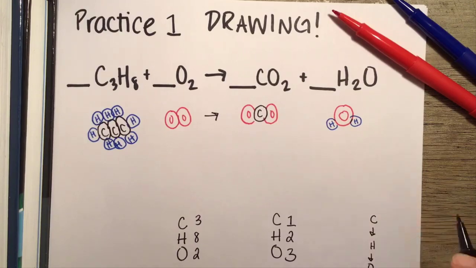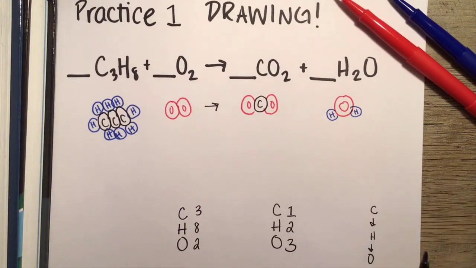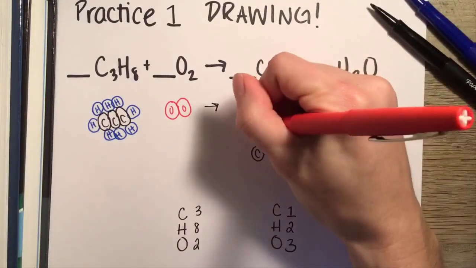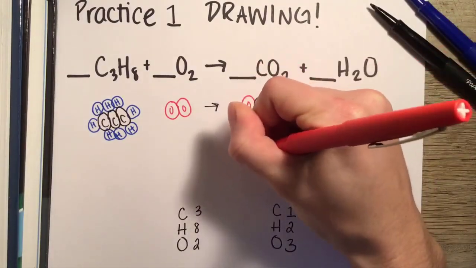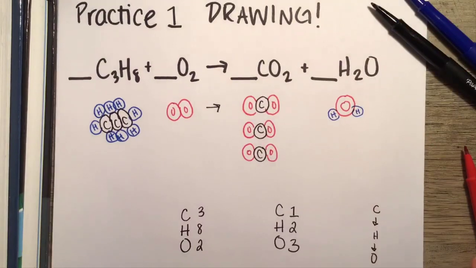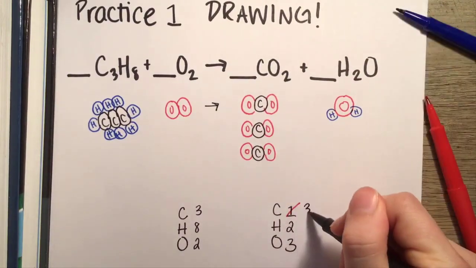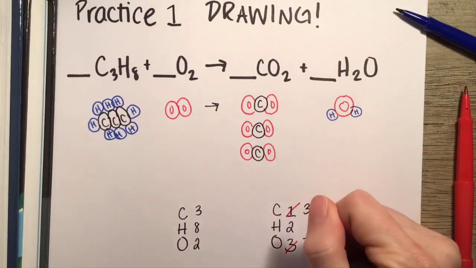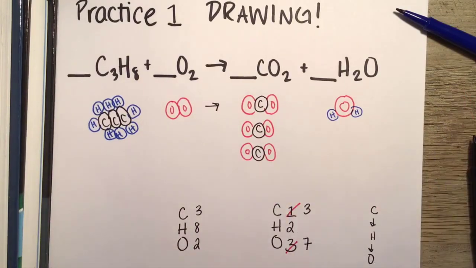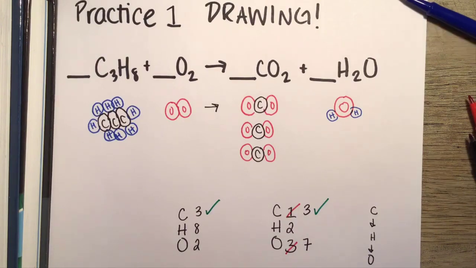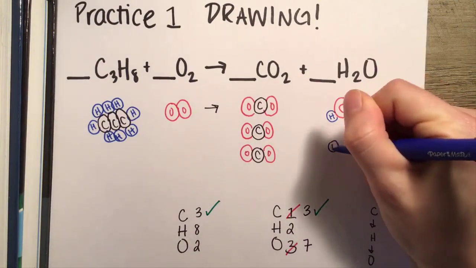So I'm going to start by thinking, okay, if I need more carbons on the product side, I need to draw more CO2 particles. So I'm going to draw 2 more CO2 particles to get to 3 carbons. Notice I've also changed the number of oxygens by doing that. So I now have 3 carbons, and I now have 1, 2, 3, 4, 5, 6, 7 oxygens, because remember I have to also count the oxygen from H2O. So carbon is balanced.